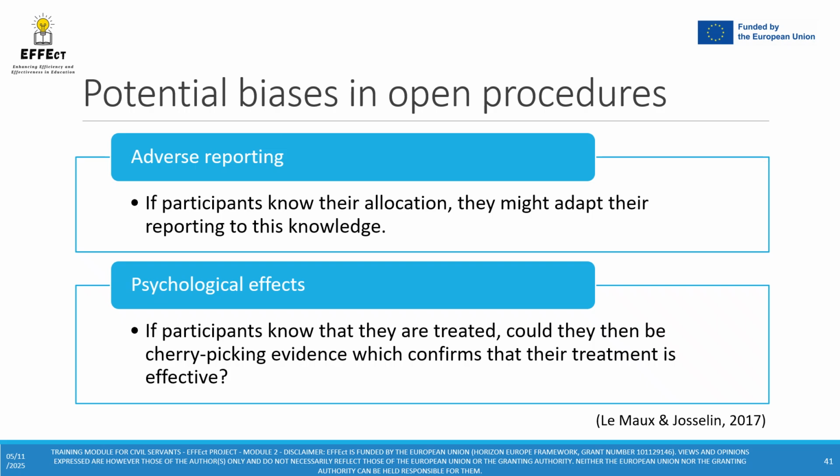We first have the adverse reporting bias. If participants know their allocation, they might adapt their reporting to this knowledge. Furthermore, psychological effects might also emerge. If participants know that they are treated, could they then be cherry-picking evidence which confirms that their treatment is effective? Or put otherwise, if a participant believes that his treatment will be effective, they might start to cherry-pick evidence and only report evidence that actually confirms an effectiveness of a treatment, which creates to some extent a self-fulfilling prophecy.